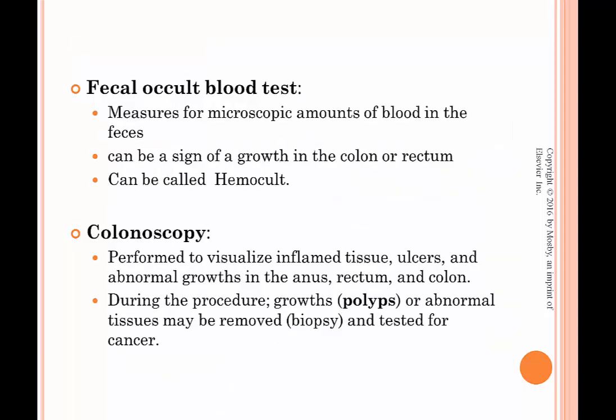You might do a fecal occult blood test, which is the measurement of microscopic amounts of blood in the feces. It can be a sign of growth in the colon or rectum. You will hear it called hemoccult, and we can do that right there in the hospital. Patients may also have a colonoscopy. Colonoscopies are used to visualize inflamed tissues and look for ulcers and abnormal growths in the anus, rectum, and colon. During a colonoscopy, growth can be removed or tissue can be taken for a biopsy.